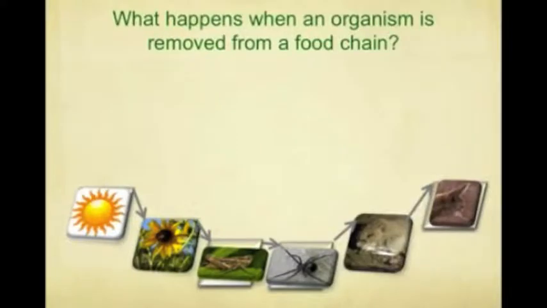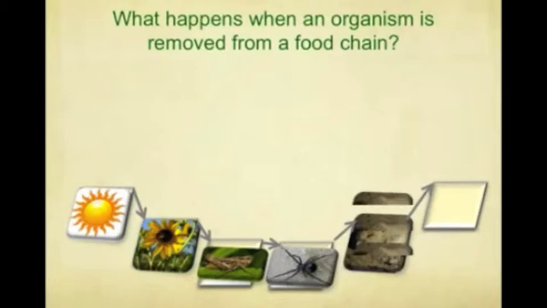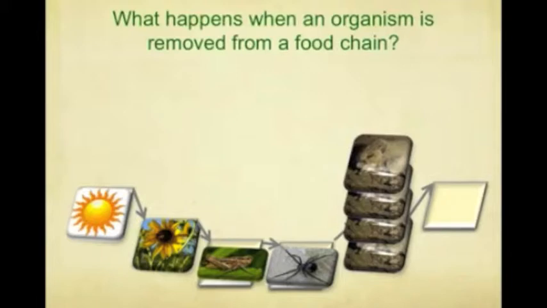So what happens when an organism is removed from a food chain? Let's say a developer comes into our neighborhood and decides to build houses and take away the coyote's habitat. So we're going to remove the coyote completely from this food chain. What would happen to the rest of the organisms? What would happen to the mouse population, the spider population, the grasshopper population, and the plant population? Let's go ahead and take the coyote out. And what happens to the mouse population? The mouse population would increase because the coyotes aren't there to eat the mice.